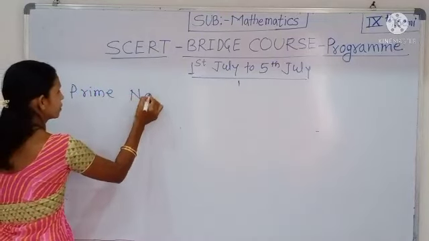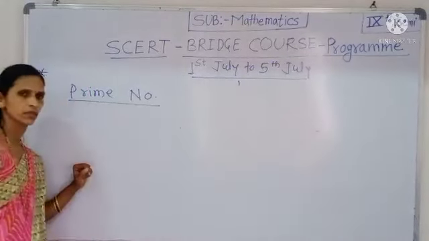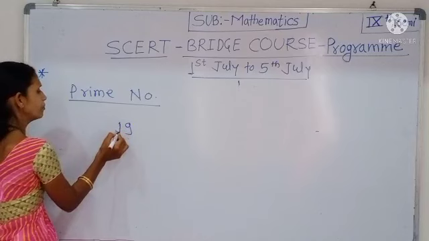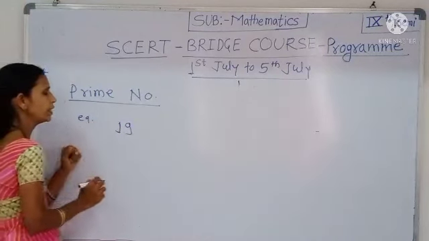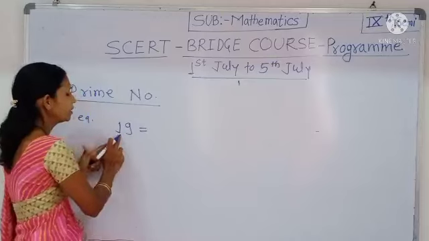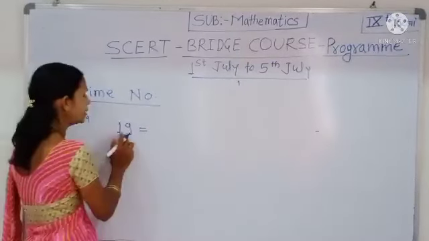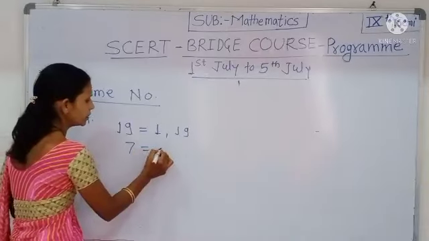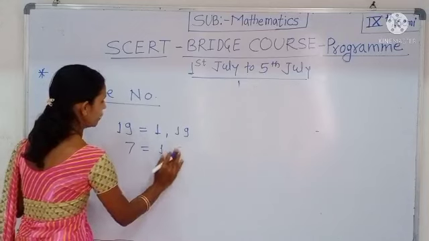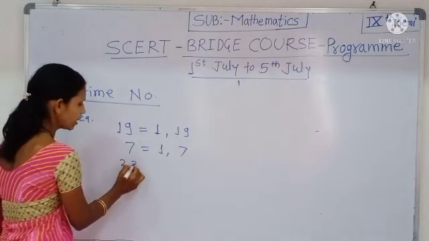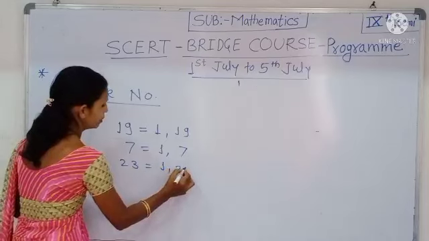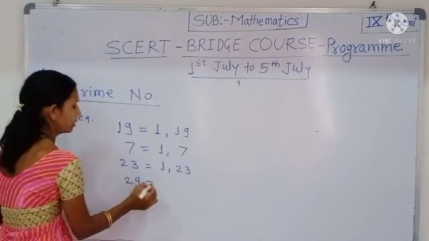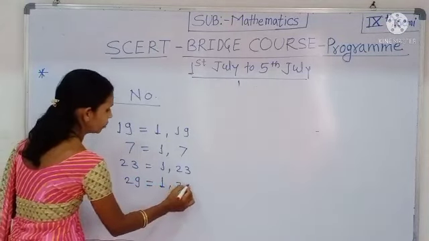Prime numbers. Then what are prime numbers? For example, 19 is a prime number. The factors of 19 are 1 and 19, that means 19 is divisible by 1 and 19. As well as 7 is divisible by 1 and 7. 23 is divisible by 1 and 23 itself. As well as 29 is divisible by 1 and 29.